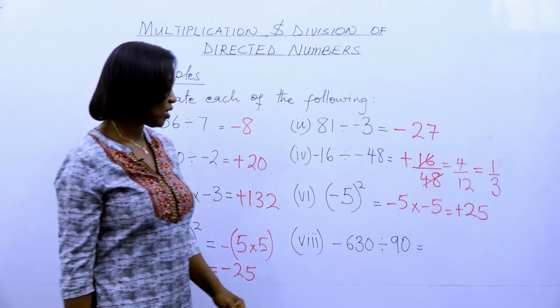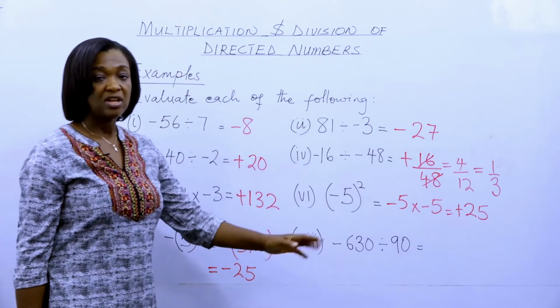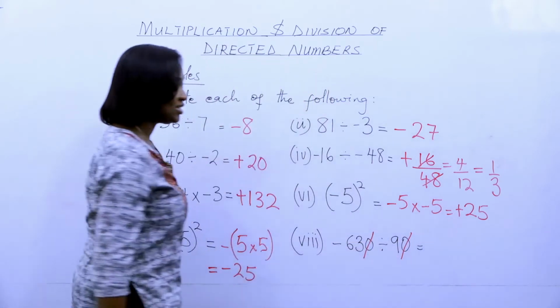And then the last one, minus 630 divided by 90. We can start by cancelling out the zeros.